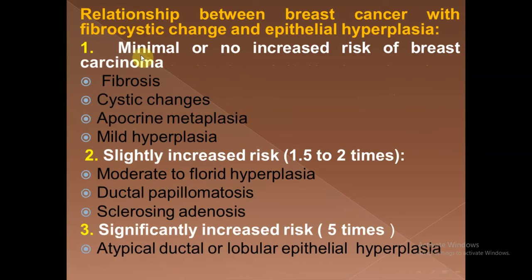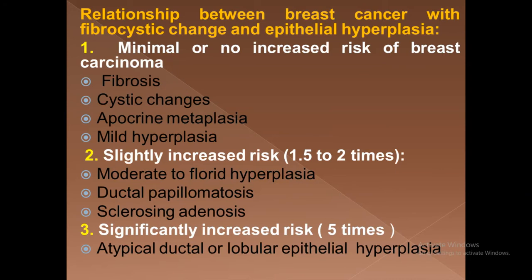Now we have certain types of pre-malignant conditions and their relation with the cancer of breast. We have certain changes in the breast that are called fibrocystic change, and the relation of this disease with the subsequent development of breast cancer. Certain types of lesions carry only minimal or no increased risk of breast carcinoma, and these include fibrosis, cystic change, apocrine metaplasia, and mild hyperplasia. All these carry no risk or only minimal risk for subsequent carcinoma of breast.